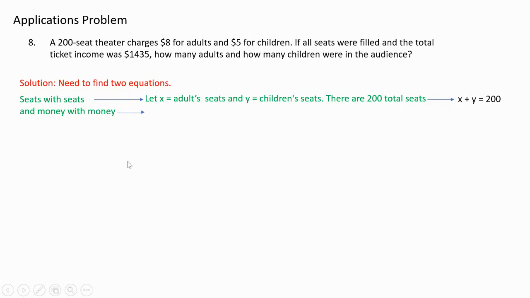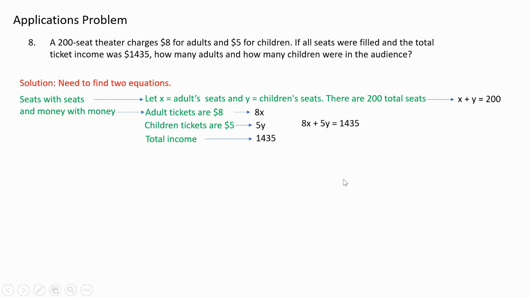Okay, now here I'm going to do money with money. So here the adult tickets are $8, right? So for the adult seats, isn't it x? So that will be 8x. The children's tickets are $5, and y represents children's seats, so that's going to be 5y. And what was the total revenue? So total income or total revenue is going to be 1435. So it's going to be 8x plus 5y equals 1435. You see, guys, I found my two linear equations.